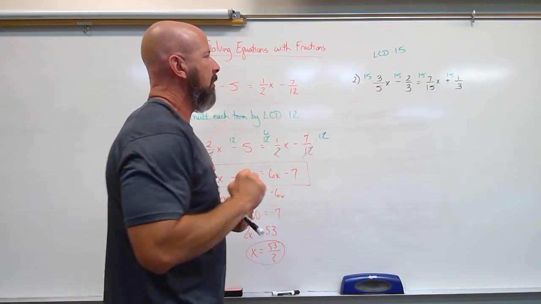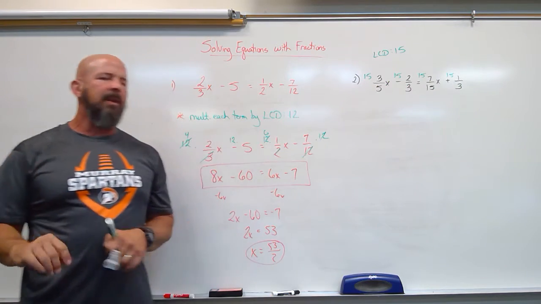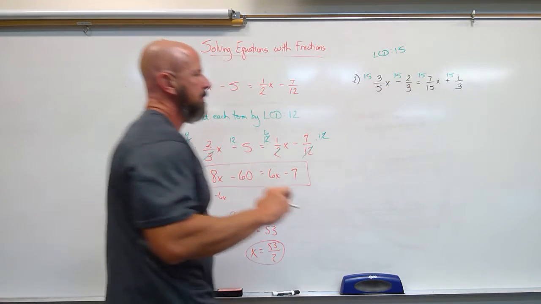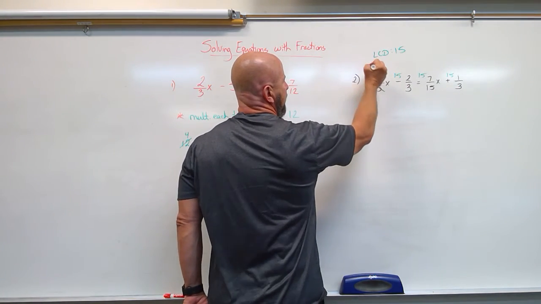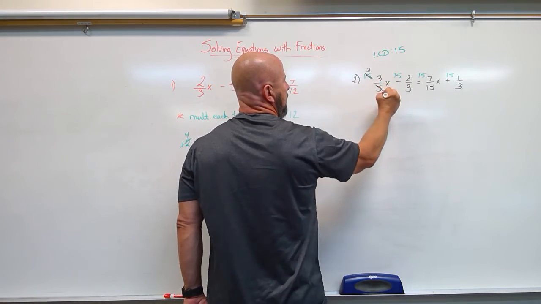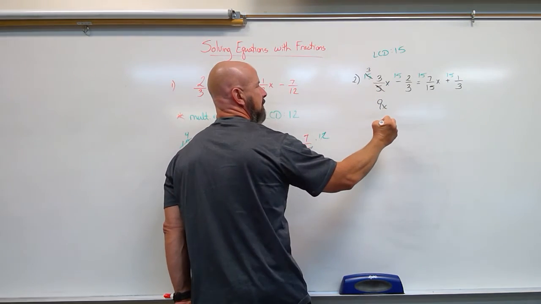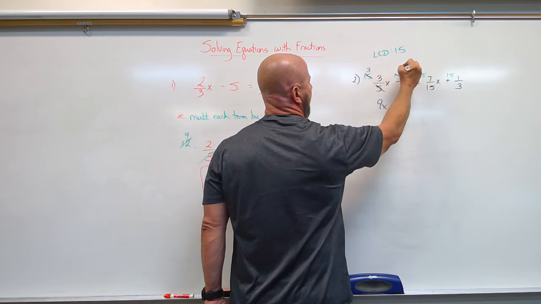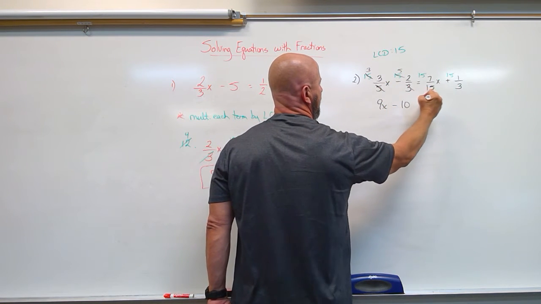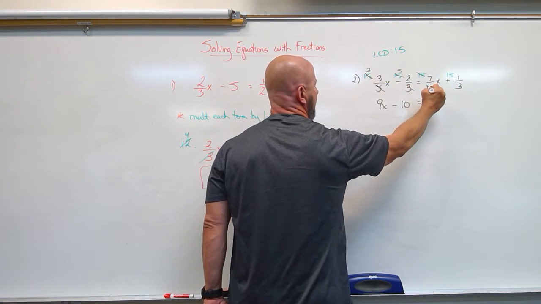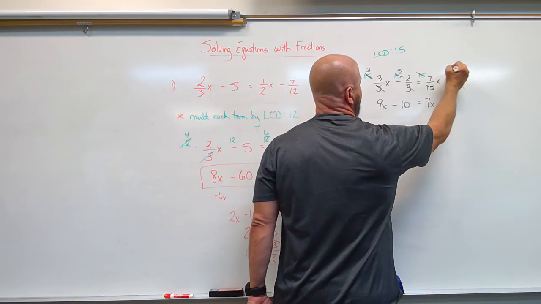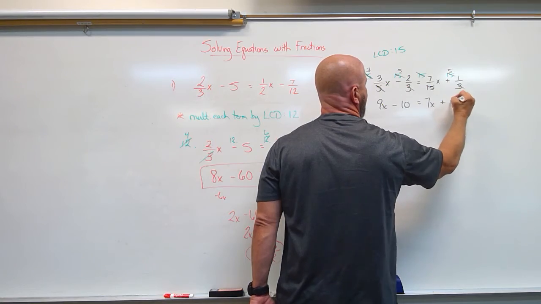Now some of you are fine working in your head. I think it's also nice to write the 15 up there because you can see the canceling happen. 5 goes into 15 3 times. 9x minus, 3 goes into 15 5 times. 5 times 2 is 10 equals, here the 15s cancel, 7x. And over here 3 goes into 15 5 times, so 5 times 1 is 5.